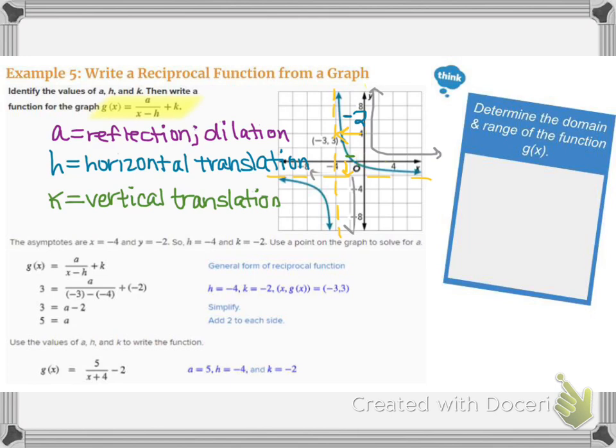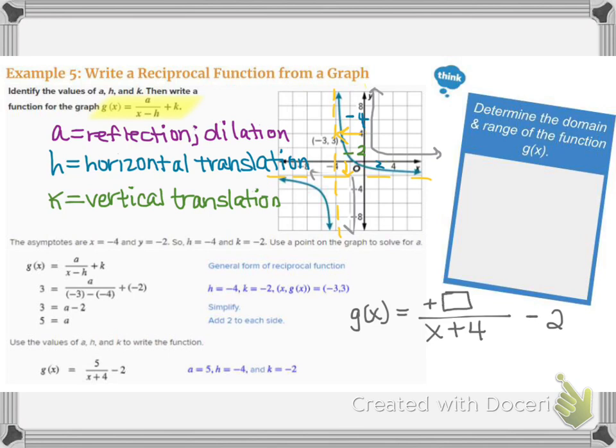Except I forgot to read my axis. Let's try this one more time. Since my axis skips by 2s, I actually am shifting to the left 4 and down 2. So let's take note of what we know. We know that the numerator is going to be positive because there's no reflection. We know we're shifting to the left 4. We also know we're going down 2.